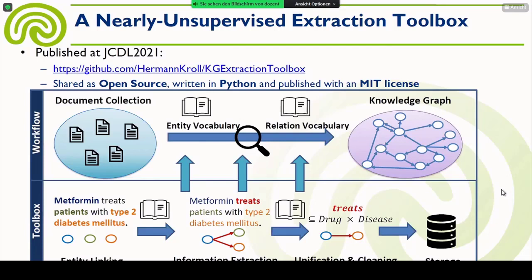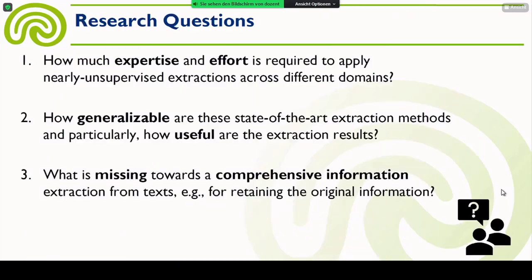Last year, we shared a toolbox for that at JCDL, and the main idea is, okay, give us two vocabularies: your concepts of interest, so an entity vocabulary, and a few words for relations, then we can go from a textual representation to a knowledge graph. Last year, the session chair asked an important question. We had just evaluated the toolbox for the biomedical domain, and obviously the question was, okay, what does it mean in practice?